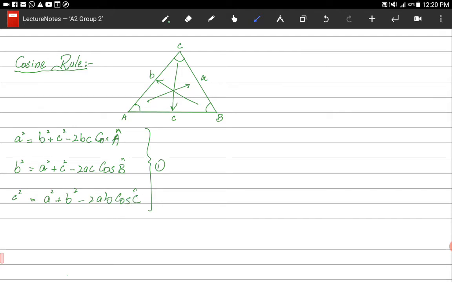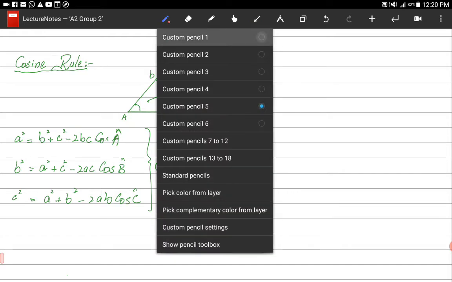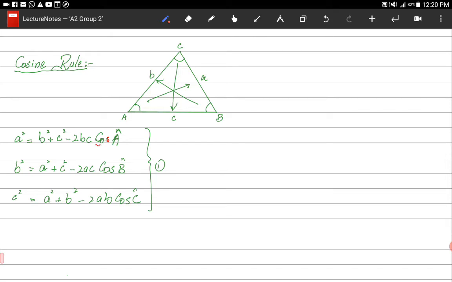Now, remember that these small a, b, c are lengths, and the capital A, B, and C are representing vertices or angles. Okay, and these are just representing sides. From the same, we can also derive another formula. For example, in this case, we have a square equals b square plus c square minus 2 times b into c into cos of A. What if I want to make cos A the subject of the formula?